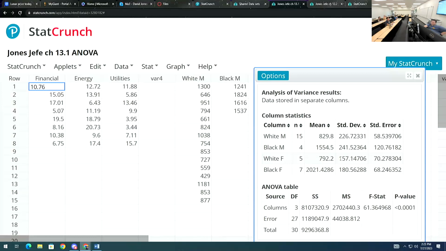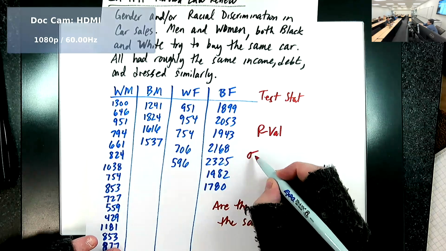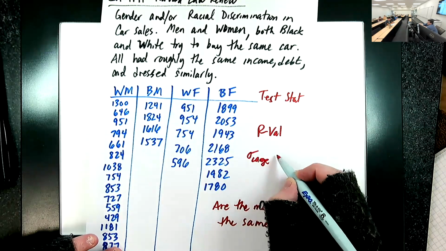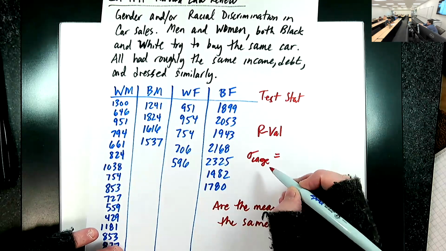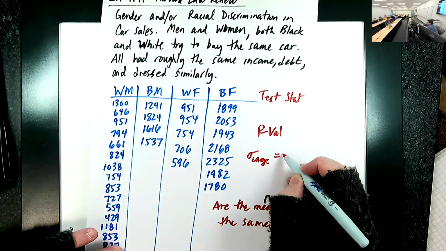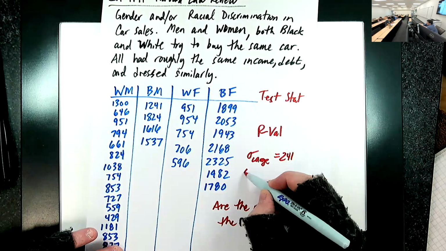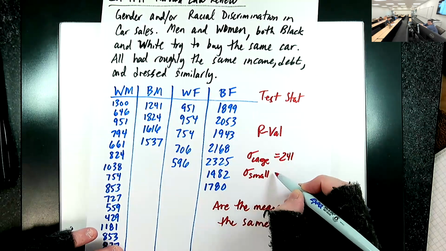So the smallest one here is 157. Double it. If you throw it in a calculator, you're getting around 314. The largest one here is 241. We said the largest has to be less than twice the smallest. 241 is less than 314. So large, so you have something to write down, is 241.5. We'll just say 241. The small is 157.